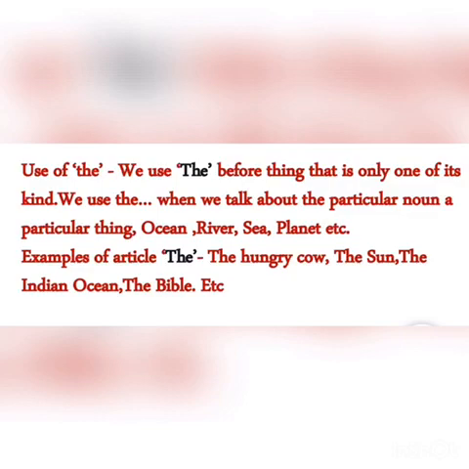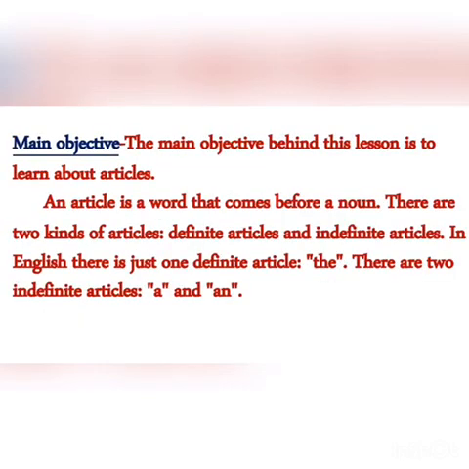Why do we use the here? Because we have specified the particular thing like cow, sun, Indian Ocean or the Bible, the holy book. So we use the for a particular thing. When we specify a particular thing, then we use the. Now children, I hope everyone is clear. The main objective behind this chapter is to learn about articles.